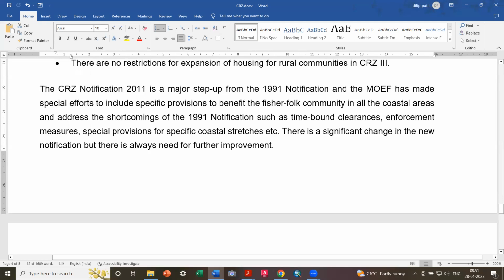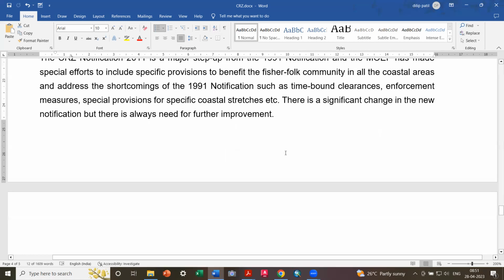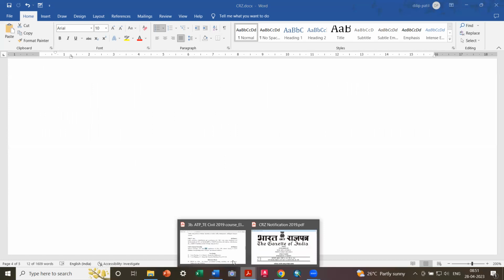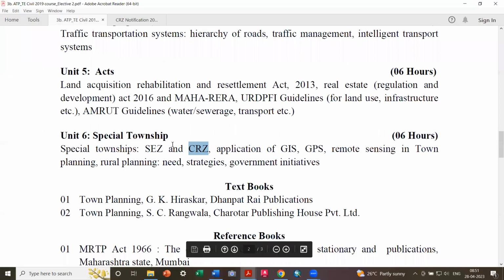Special efforts to include specific provisions to benefit fisherfolk communities in all coastal areas and address the shortcomings of the 1991 notifications, as well as specific coastal stretches. There is significant change in the new notification, but there is always need for further improvement. So you can see the present notification. So we are going through this unit number 6, SEZ, CRZ concept.